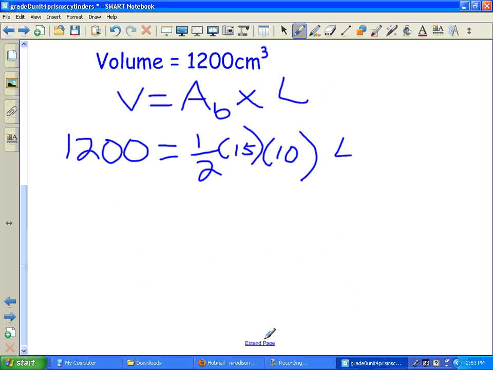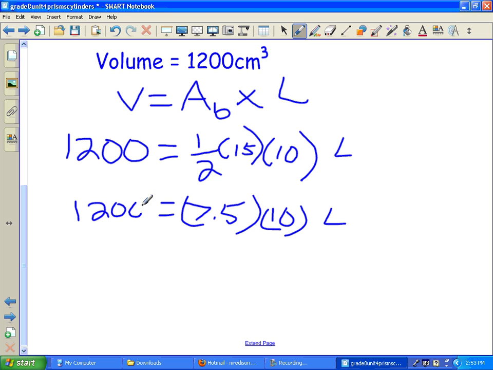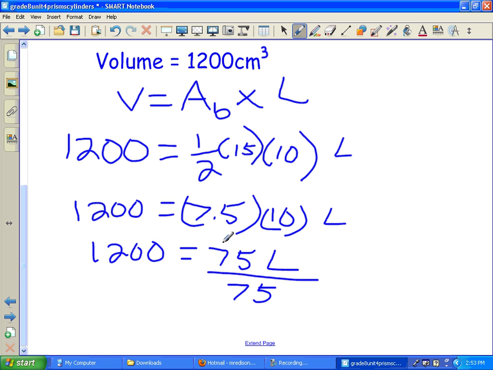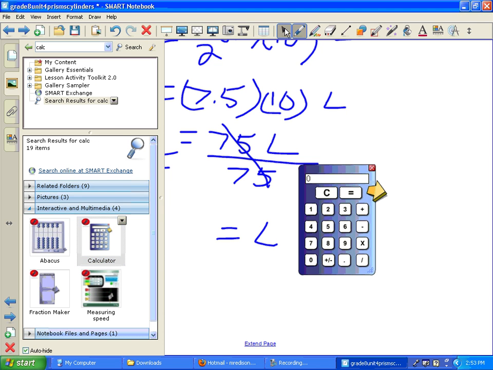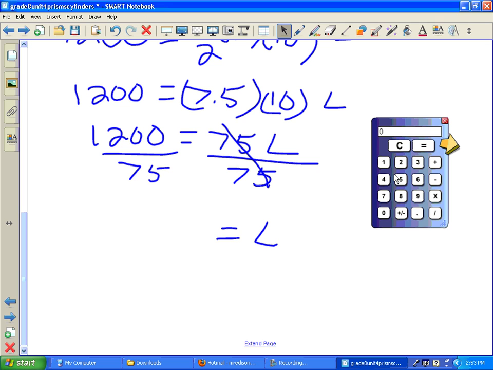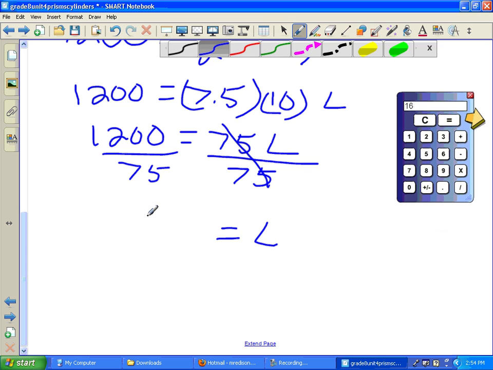Now, we can do half of 15, which is 7.5, and then we've got 10, and then we've got L. We've still got 1,200. 7.5 times 10 is 75. We've still got L there, and we've still got 1,200. To get the L by itself, we divide it by 75 to cancel it out. Divide it by 75, and we'll have L left all by itself on one side. So let's do 1,200 divided by 75. And our answer is 16.